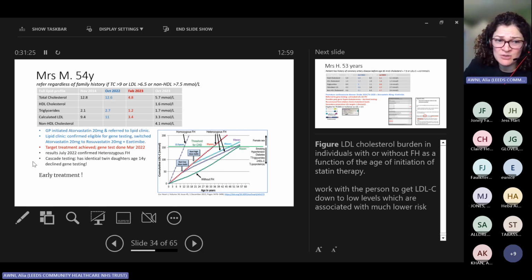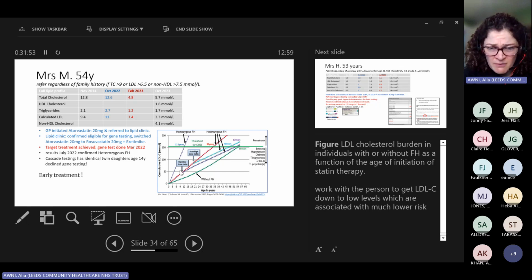But then they do the cascade testing. So this patient has twin identical daughters, who have a 50% risk of having this genetic FH. The girls were 14 years of age, and the patient has declined for them to be screened and tested because of the difficulty of this age with eating habits and being cautious about anorexia.